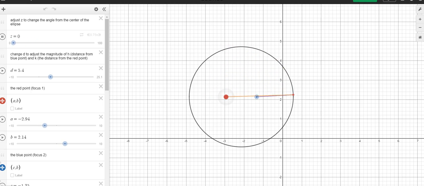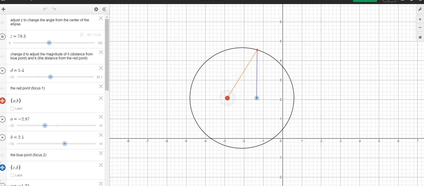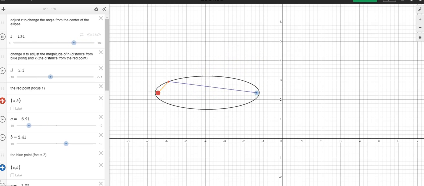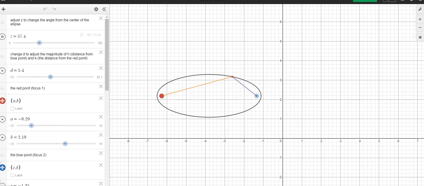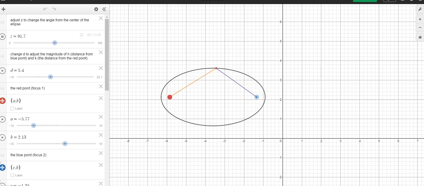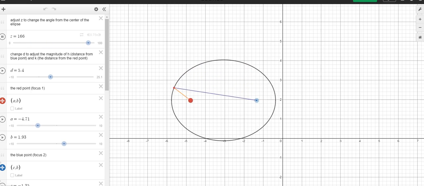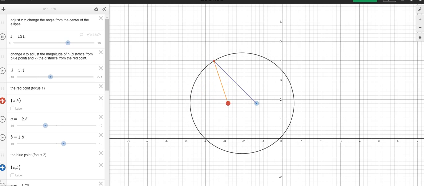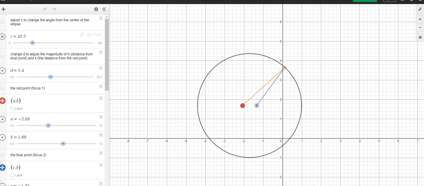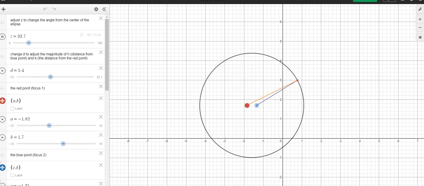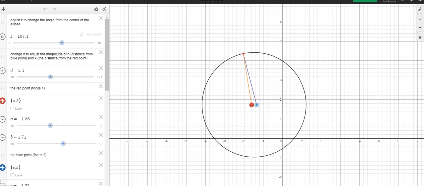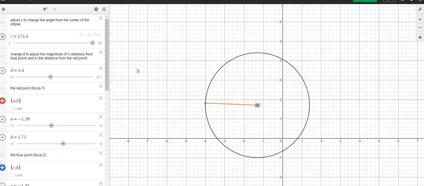You can see that as I bring these 2 points closer and closer together, what's happening? What happens to the ellipse when I move them really far apart? It gets narrower. And what happens when they get closer and closer? It gets more circular. In fact, when they sit directly on top of each other, you get a circle.